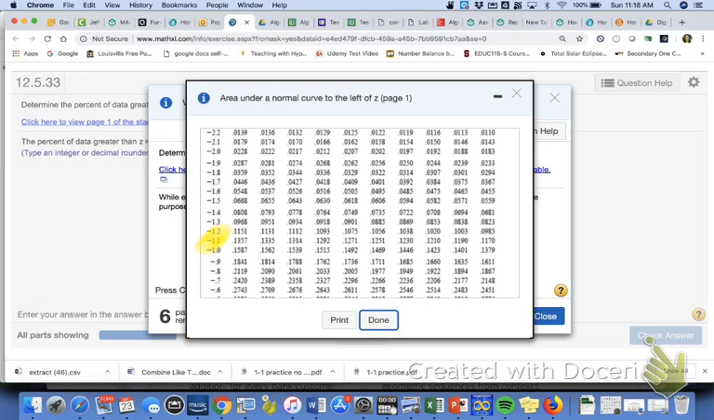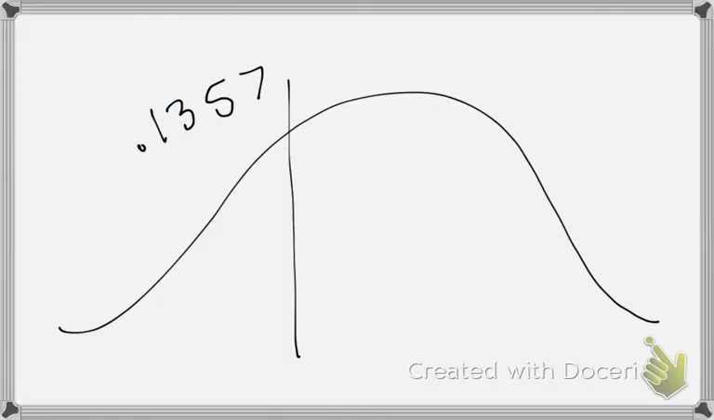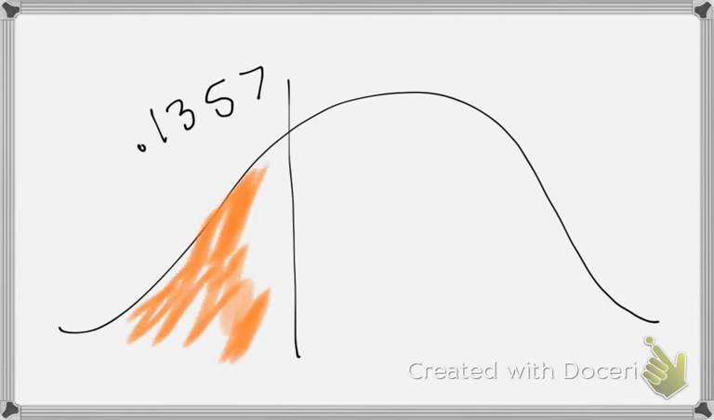So you see I've got the number 0.1357. What that means, because the table told us that's the area to the left, is 0.1357, or 1,357 10,000ths. It's a tiny percent that falls to the left.